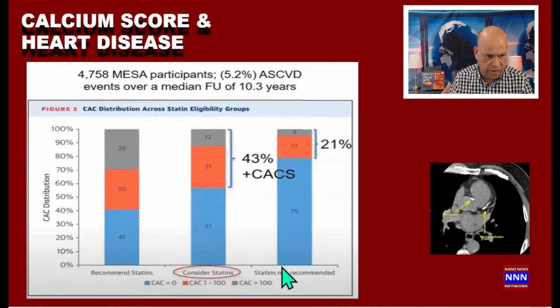And here's the same study looking at who needs statins and who does not need statins. As you can see, the blue color is people with 0 calcium score, and the orange one is with 1 to 100 and greater than 100. As you have more people in the 0 calcium group, they do not need statins. But if you have a significant number of people, like more than 40% in the group, they need statins. But really, those people who have zero calcium do not need statin treatment. That's the conclusion from this study.